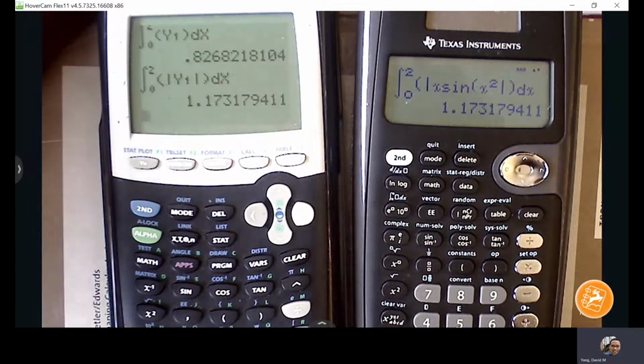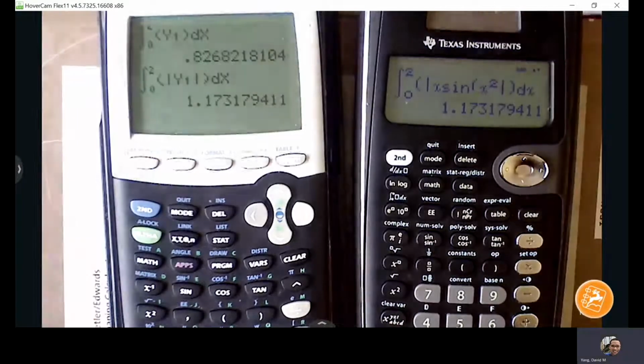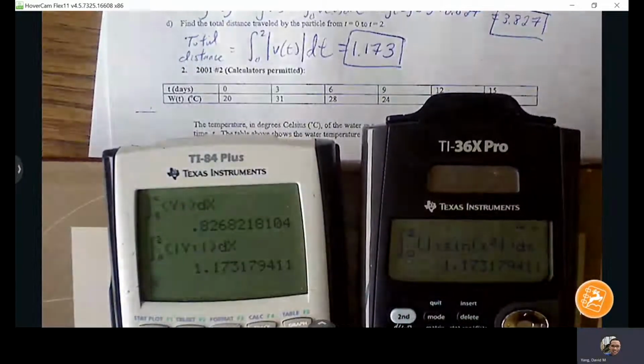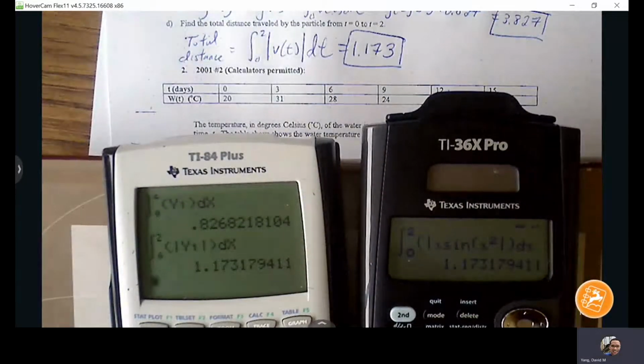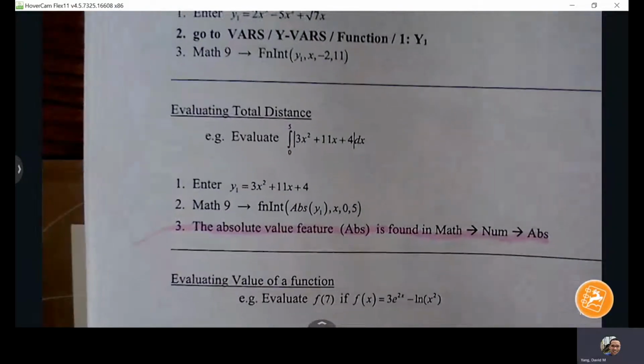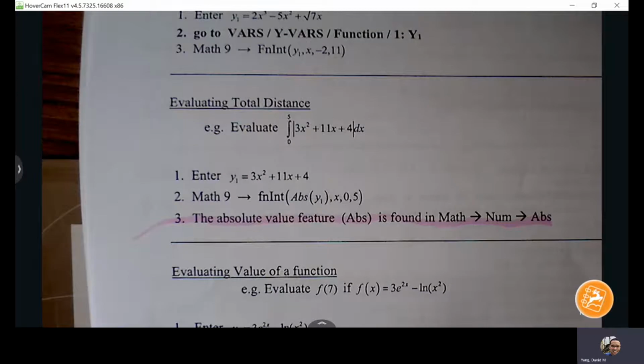Yeah, it takes a bit. Yes, absolute value. You're going to go to math, scroll over to NUM, and then ABS.